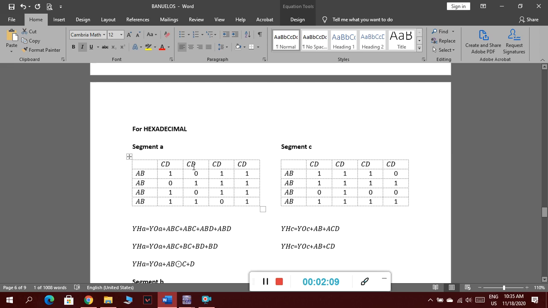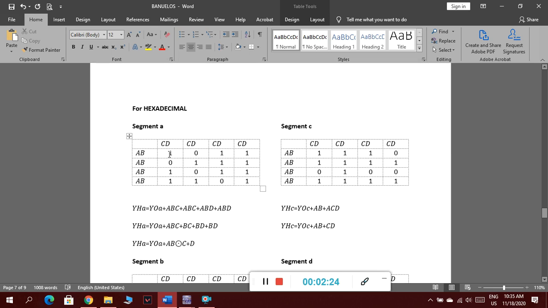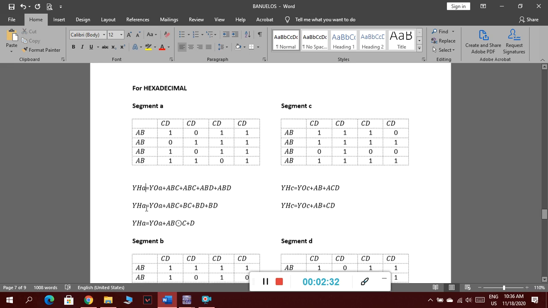So hexadecimal is up to input of 15. So we have 0, 1, 2, 3, 4, 5, 6, 7, 8, 9, 10, 11, 12, 13, 14, and 15. Then as we all know, this is an input of the octal. So we have our expression as the y of hex of A is equal to this one, which is the output of the octal at segment A.